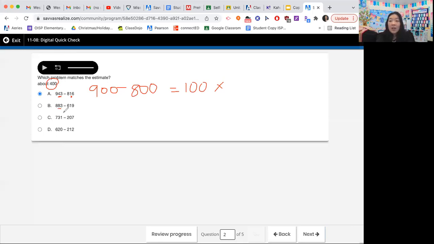883. The 8 is going to say 5 or more, let it soar. Very good. So 883 becomes 900 because it's closer to 900. 619. The 1 is going to say 4 or less, let it rest. So 600 is going to stay. So what is 900 minus 600? 300. So that's not the answer. And then we have 731. The 3 is going to say 4 or less, let it rest. So 731 is going to stay at 700.